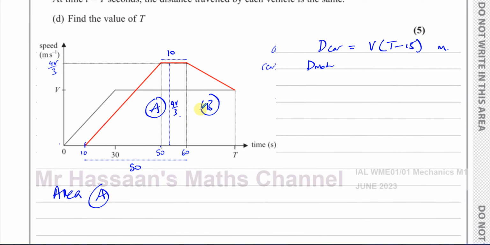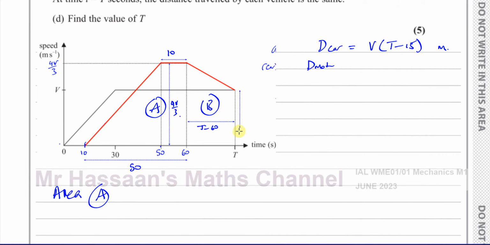Okay, and in this trapezium, the distance between the parallel sides this time is basically this distance here, which is going to be t minus 60. This is t minus 60. Okay, t minus 60 will give us that, because this trapezium is like on its side. The parallel sides are vertical this time.